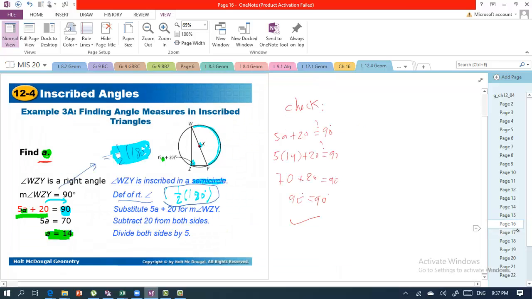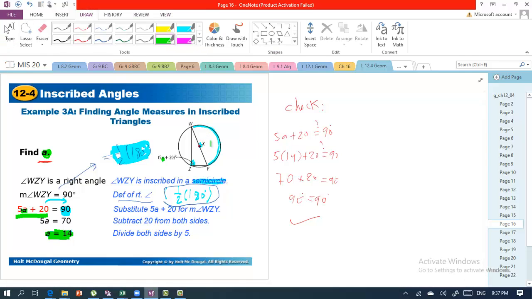In this example, an example for the semicircle, you can see that the measure of angle Z is given as 5a plus 20, and they want us to find a. We can see the inscribed angle here, WZY, or the angle Z, whatever you name it, is subtending a semicircle which is WY, and its central angle is 180, as you can see here. Definitely half of 180 is 90, so to find a, we're going to say 5a plus 20 is equal to 90, since the inscribed angle is subtending a semicircle, which is half of 180, which is 90.